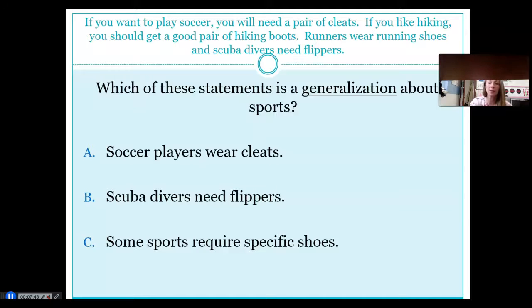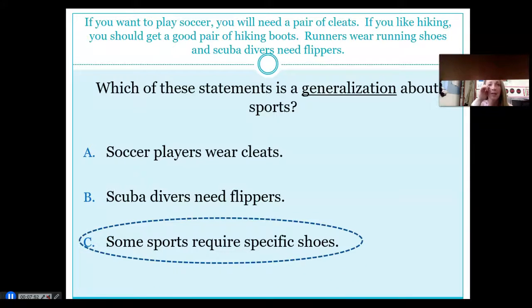What did you choose? The right answer is C. It talks about cleats for soccer, hiking boots for hiking, divers needing flippers. Is the whole thing just about soccer players? No. Is the whole thing just about scuba divers? No. So it's mostly about all the different kinds of shoes.